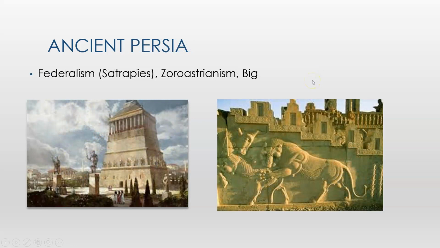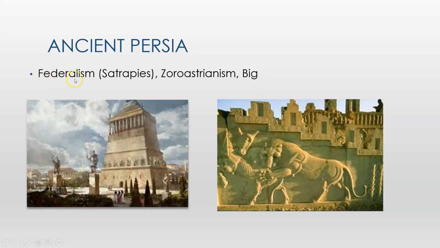Okay, ancient Persia. Now, ancient Persia, I know this seems very simplistic, but big. They were massive. And how did they handle such a massive thing? Zoroastrianism, it's a religion, gave us the first notion of good versus evil, like kind of this duality in religion that we still see today.